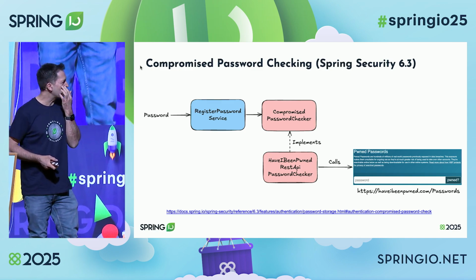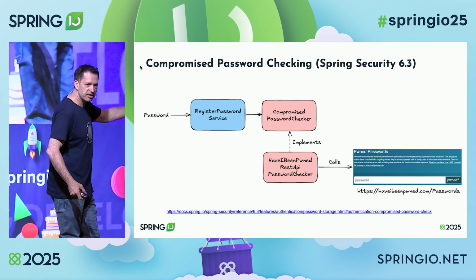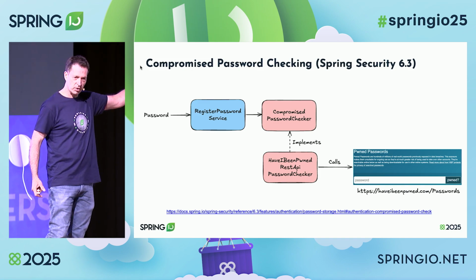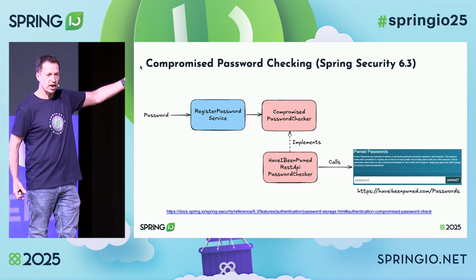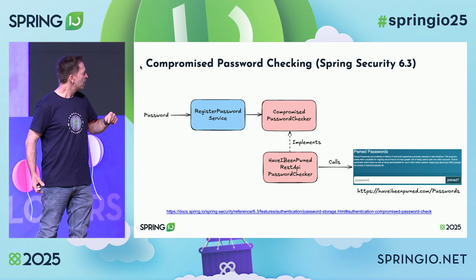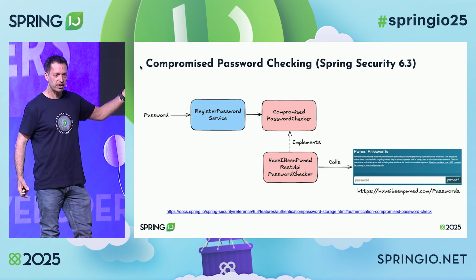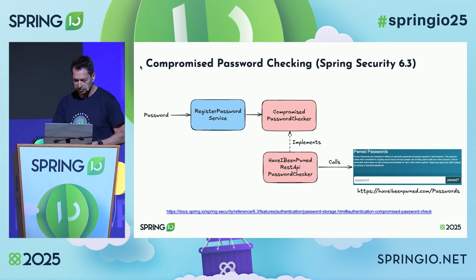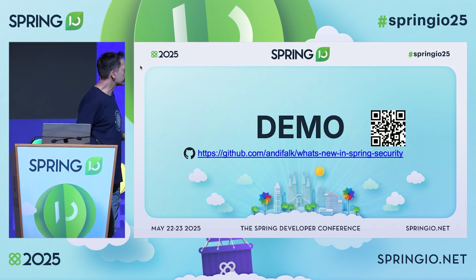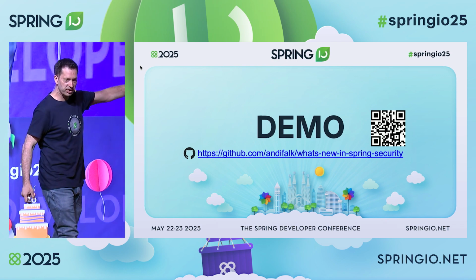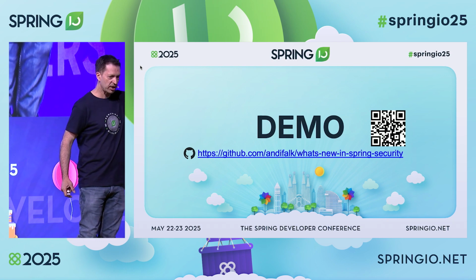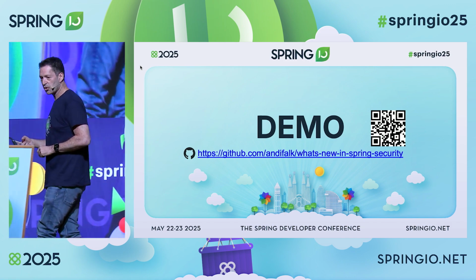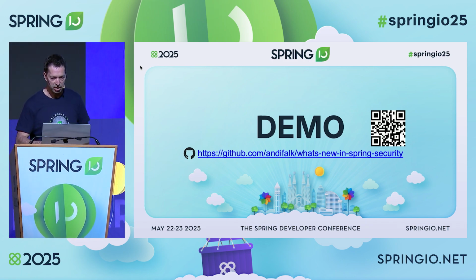And in Spring now you can also implement password policies, including a check of compromised passwords. That checks against the API of Troy Hunt's Have I Been Pwned REST API, and then you get back if that is a compromised password. I also have a GitHub repository with all the demos on it. If you want to try it out later, you can also just get the link to that. I will show it again at the end of the talk.